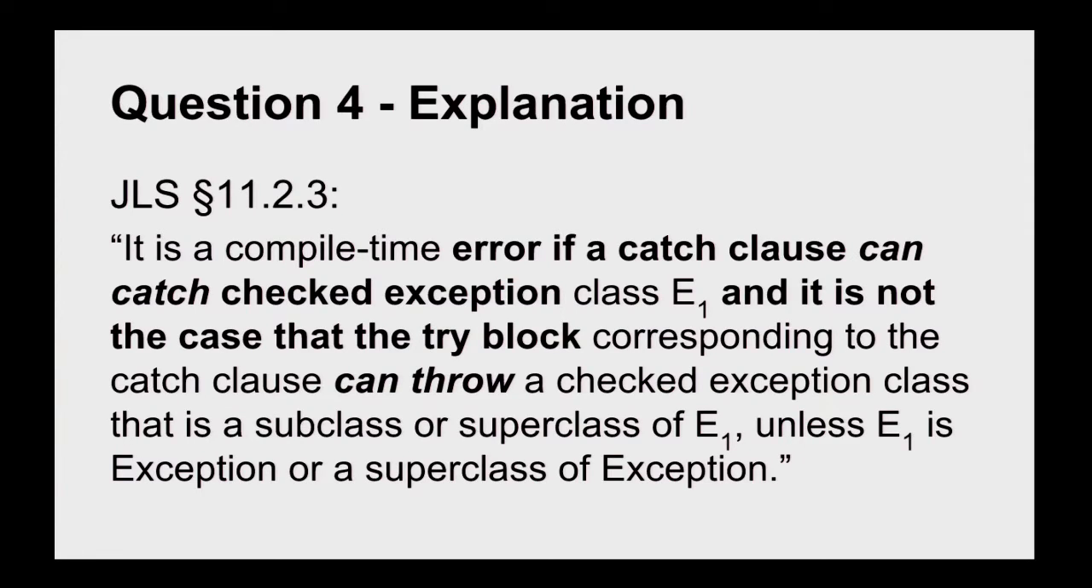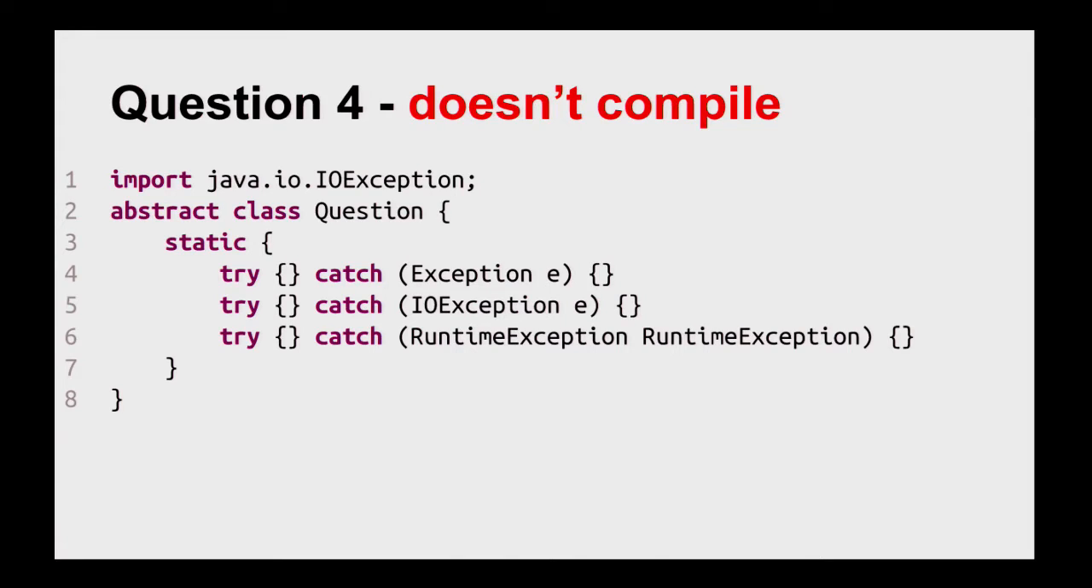So still 0.1 for you, because the only part that doesn't compile here is line 5, the catch IO exception. Catch exception is fine, but it's the checked exception that is not exception itself. And the abstract had nothing to do with it. Oh yeah, sorry, the abstract class and the static block inside of it, nothing to do with it, just to distract you for fun.